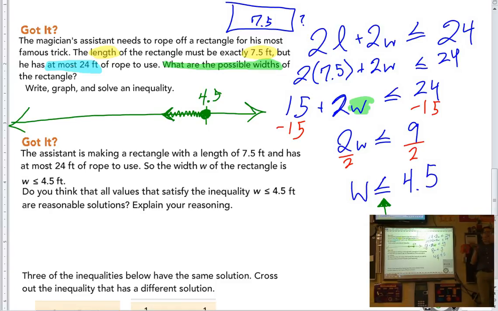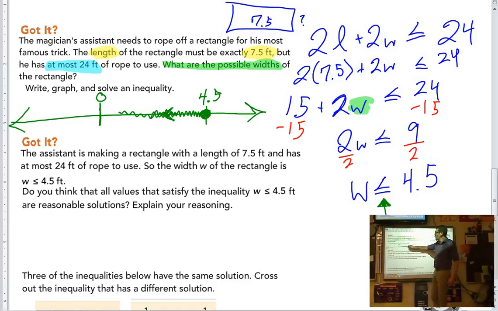Where would my width have to stop its possible widths? Zero. Why? Because there's no more. You could go like negative, but I can't have a negative length. So when I'm shading this way, all the way out to 0, could my width be 0? Do I have a rectangle if I have no width? No, I would just have a line.